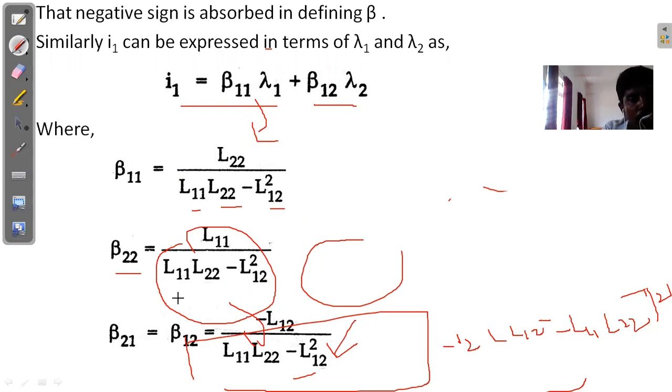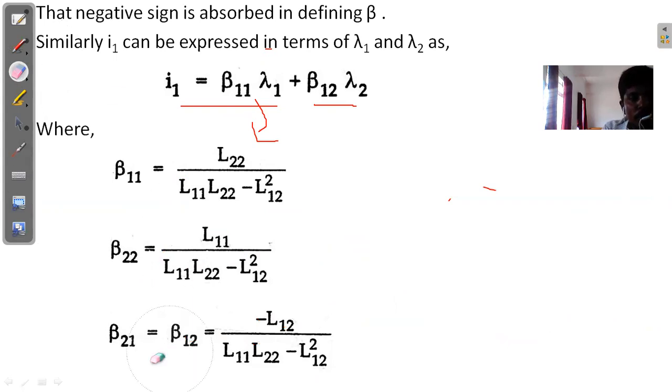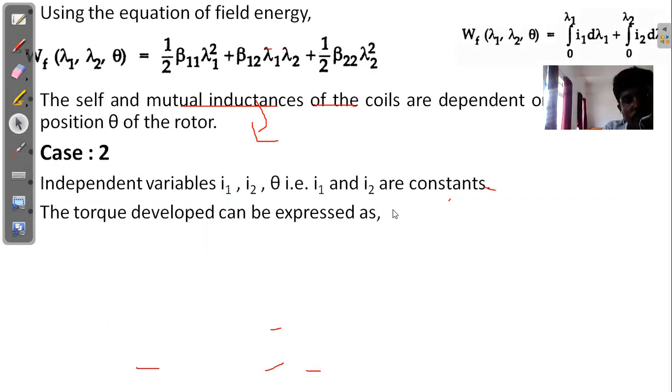Here L11 is the self inductance of coil 1 with respect to the stator. L22 is the self inductance of the coil with respect to the rotor. L12 is the mutual inductance between coil 1 and coil 2. Similarly, beta 21 equal to beta 12 equal to minus L12 divided by L11 L22 minus L12 square.